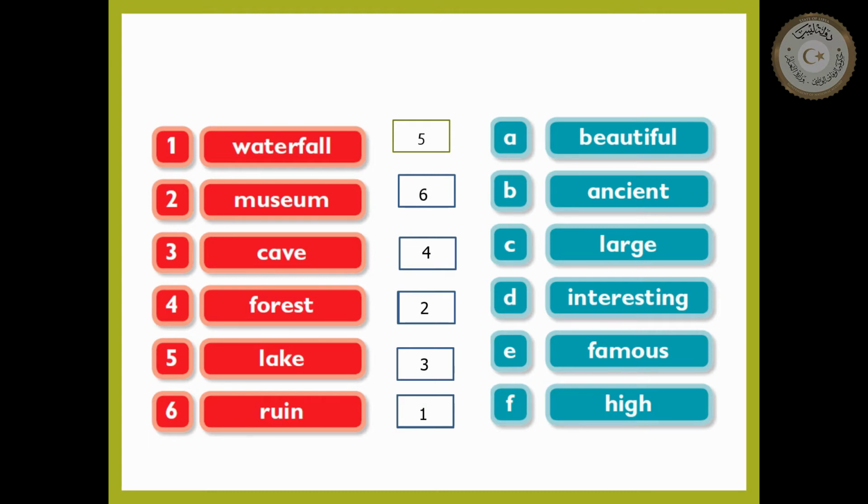So we have it's a high waterfall. It's an interesting museum. It is a famous cave. It is a large forest. It is a beautiful lake, and it is an ancient ruin. So now you are going to listen and match again. Listen and try to repeat the sentence. Ready?